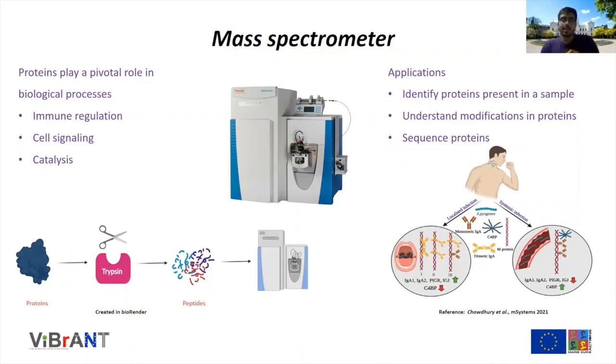If you look at the left-hand panel, when they cause localized infection, they interact with different kinds of proteins in the saliva, like immunoglobulins, like IgAs. On the right-hand side, when they enter the blood, they interact with different kinds of proteins from the blood, and the most common is complement protein. And this is what a mass spectrometer helps us to do: identify protein interactions.